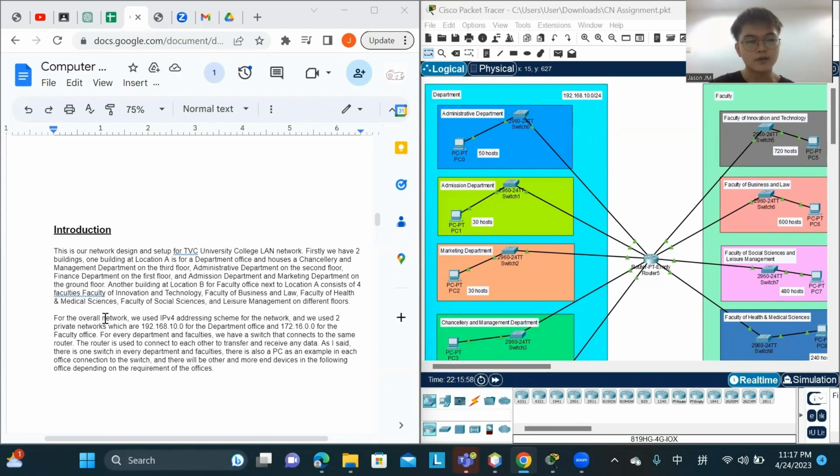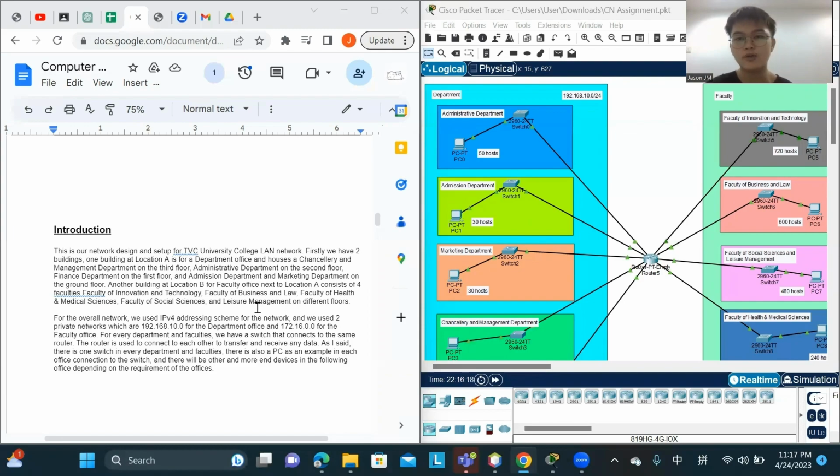For the overall network, we use the IPv4 addressing scheme, and we use two of the most popular private networks, which are 192.168.10.0 for the department office and 172.16.0.0 for the faculty office. For every department and faculty, we have a switch that connects to the same router.